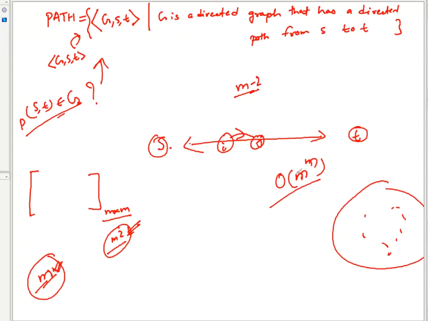But order of M to the power M, that's an exponential time algorithm. So can we do something better than that? And the answer is yes, very much yes. You already know it's the BFS algorithm. If you try running the BFS algorithm, how much time does it take?